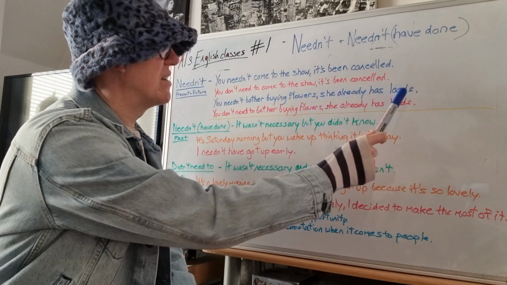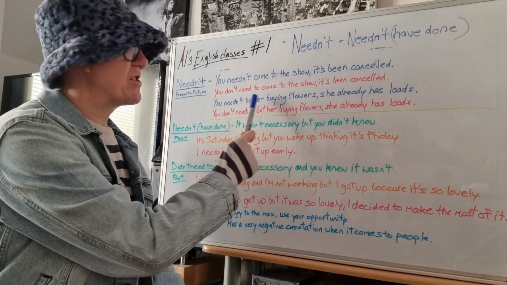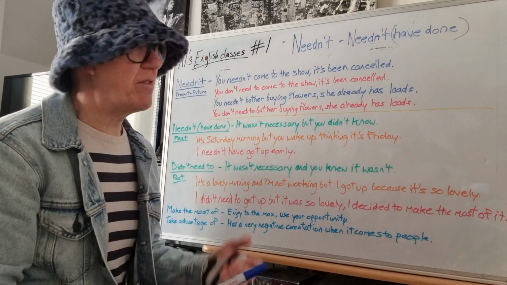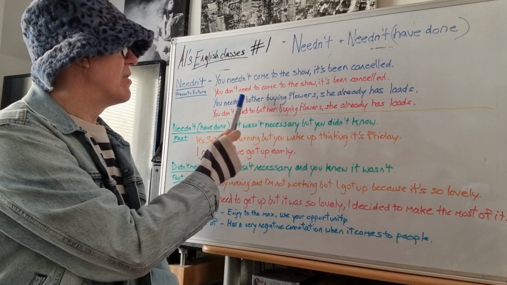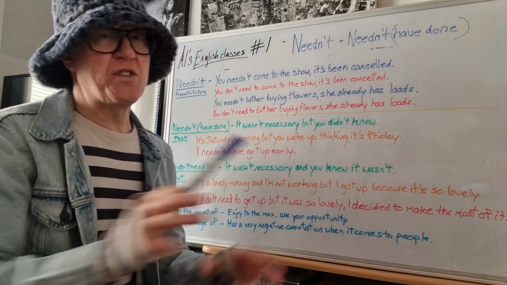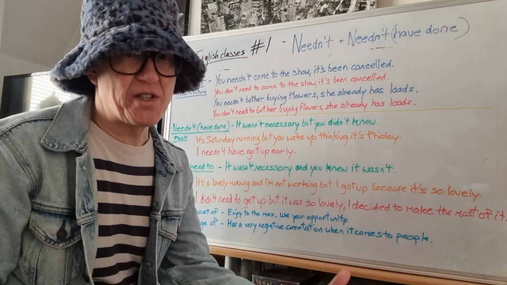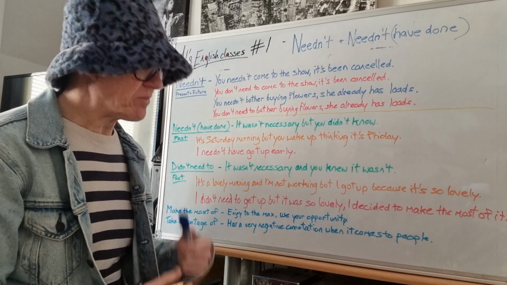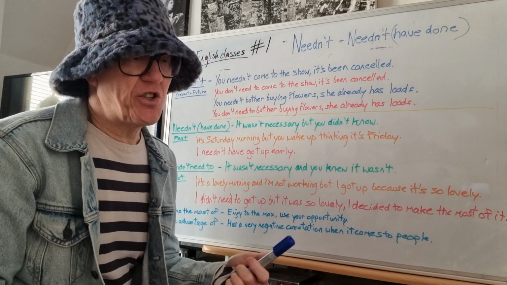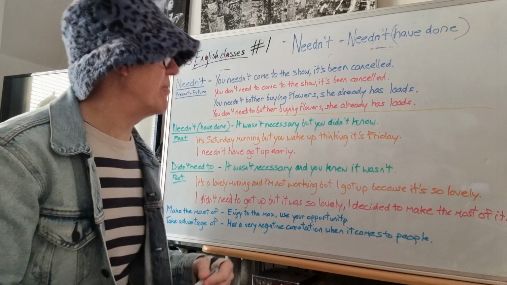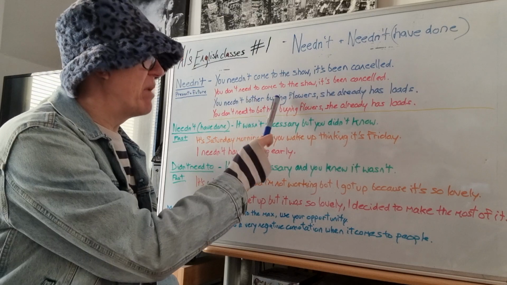Another example, you needn't bother buying flowers. She already has loads. Now, I've chosen to use another structure in here just to give you a little bit of free information. It's all free, it's all lovely. You needn't bother means don't waste your time. To bother has two meanings. It means to interrupt someone, and it also means, usually in a negative sense, it's a waste of time. You needn't waste your time or you needn't bother buying flowers.